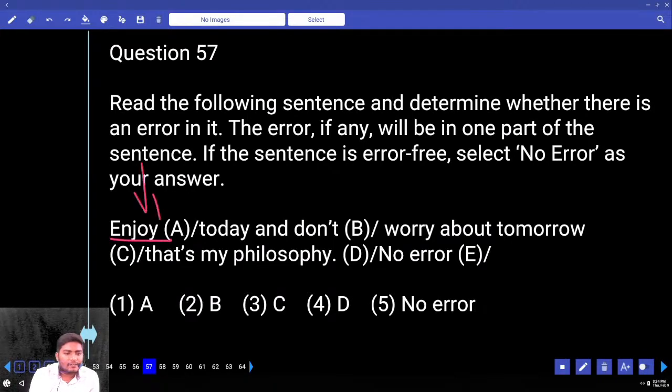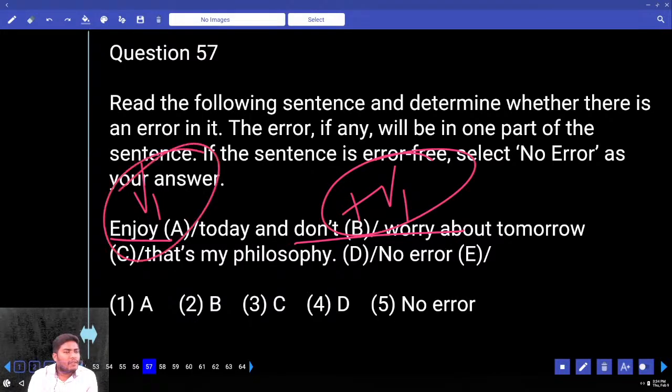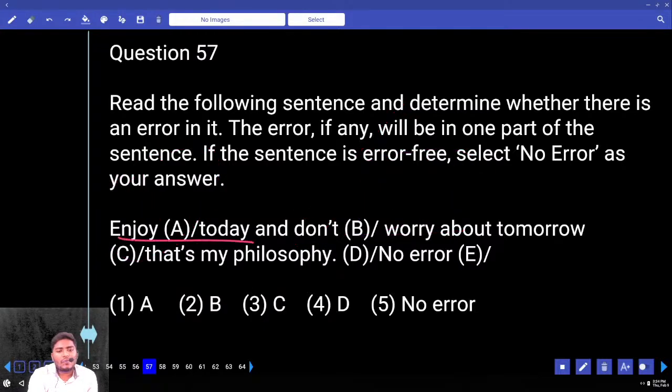Enjoy, whichever form is that? V1. Don't worry, combination. That means both of them are in which tense? V1, V1 in the sense. V1 or don't plus V1. Both of them are in which tense? Simple present tense. Okay. Now, enjoy today and don't worry about tomorrow.